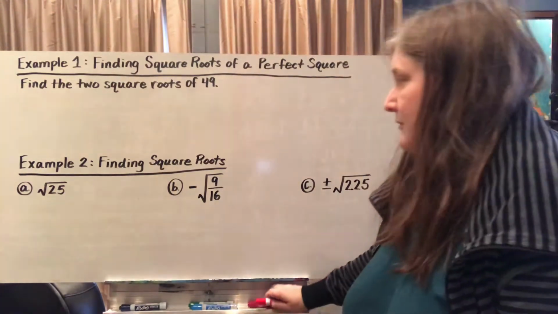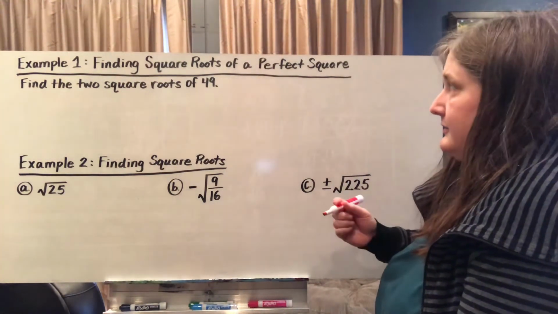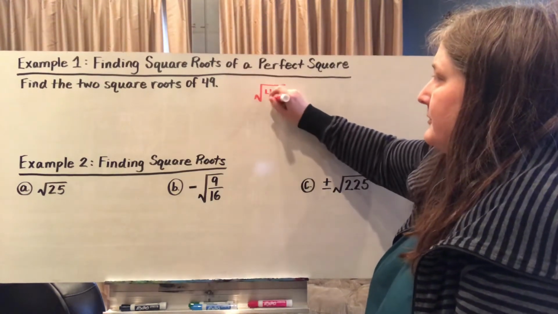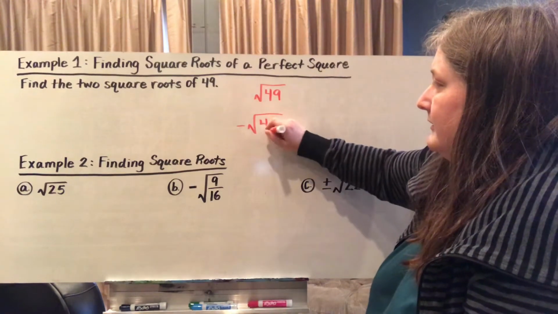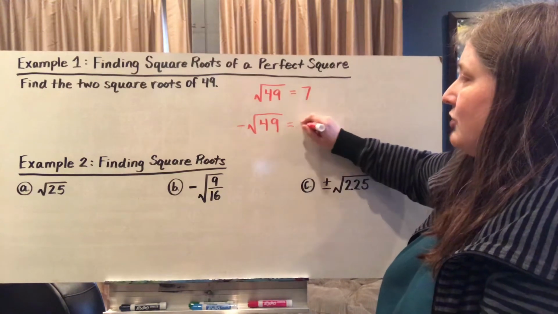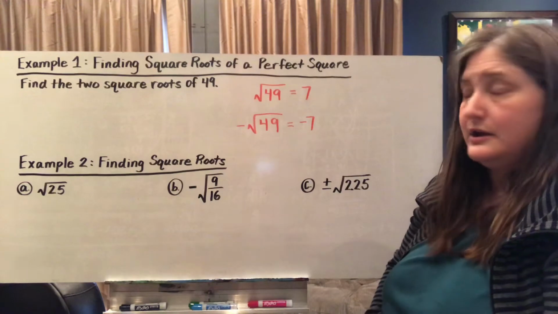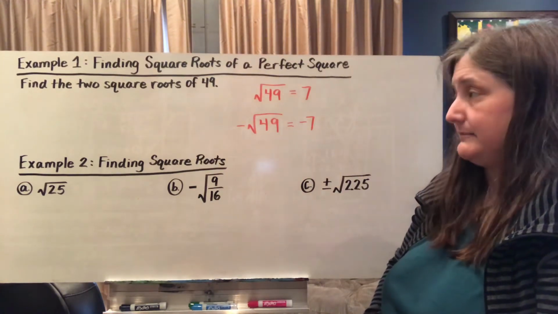Let's find some square roots. So they're asking us to find the two square roots of 49. 49 is a perfect square. So we want the positive square root of 49 and the negative square root of 49. Well, 7 times 7 gives us 49, which also means negative 7 times negative 7 will give us 49. So our two square roots of 49 are positive and negative 7.